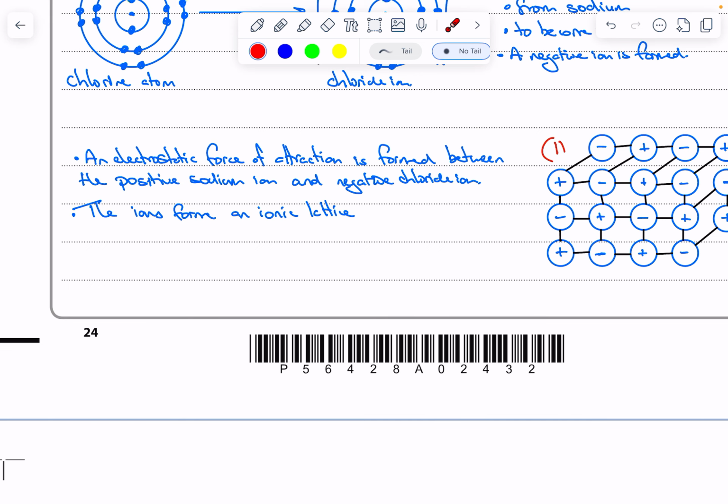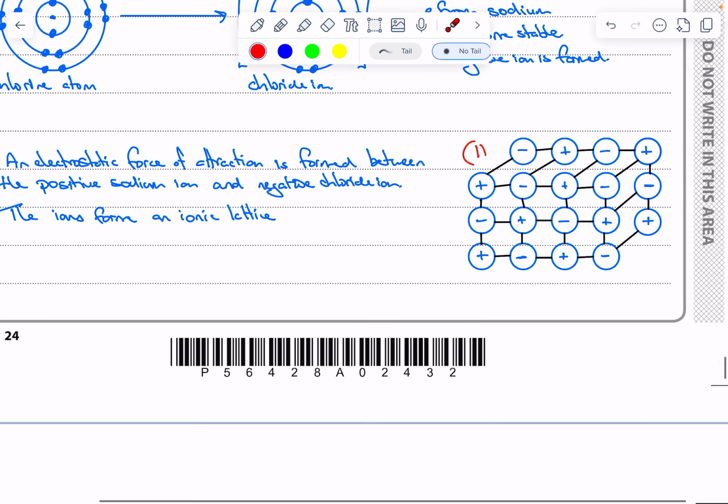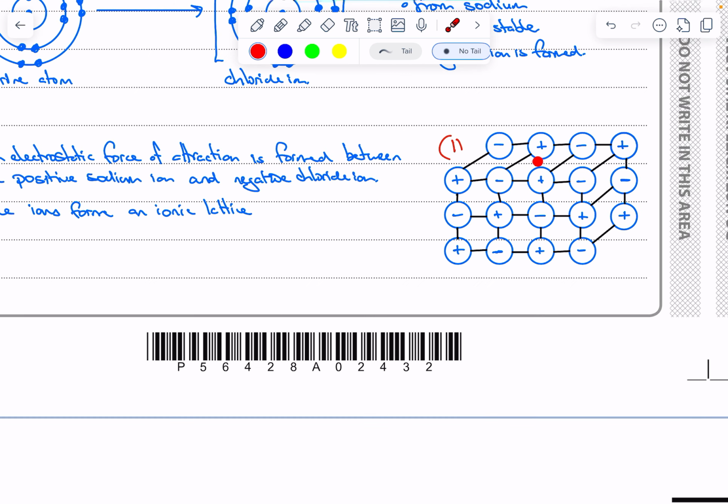And then the third part of this is explaining how this sticks together as an ionic substance. So we get these electrostatic forces of attraction formed between the positive sodium ions and the negative chloride ions. And these ions then form an ionic lattice. And again, I've drawn a picture showing that these are the ions and here are my electrostatic attractions, so they can see I really understand how that's going to form.